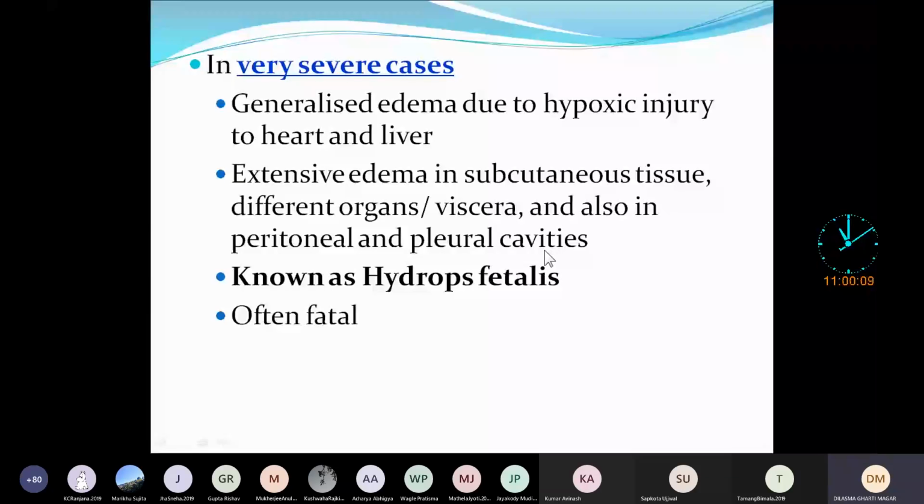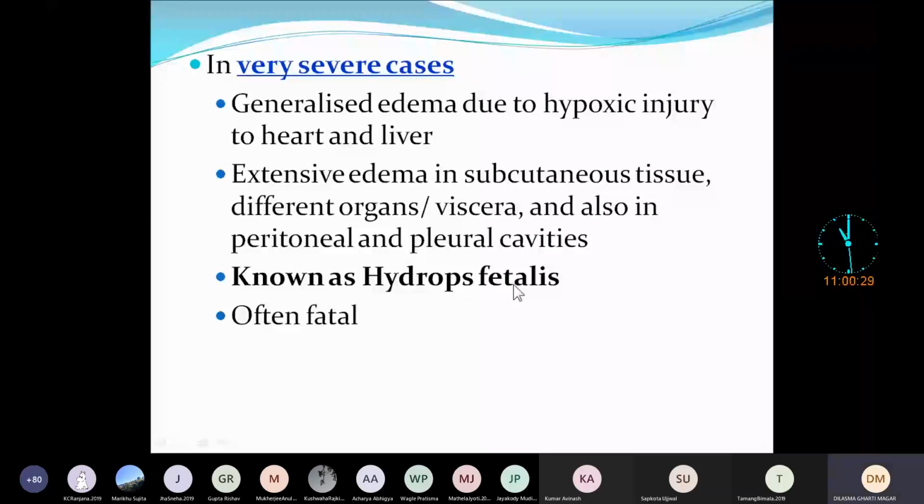So it is also known as hydrops fetalis. Hemolytic disease of the newborn, erythroblastosis fetalis, is also known as hydrops fetalis. Hydrops, because hydro means water, isn't it? So here there is more accumulation of water in the fetus. That's why it is known as hydrops fetalis, and it is often fatal.